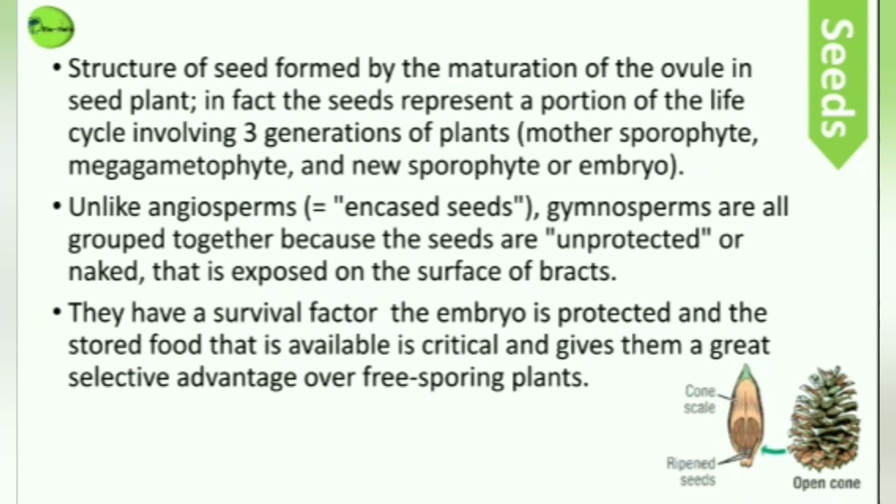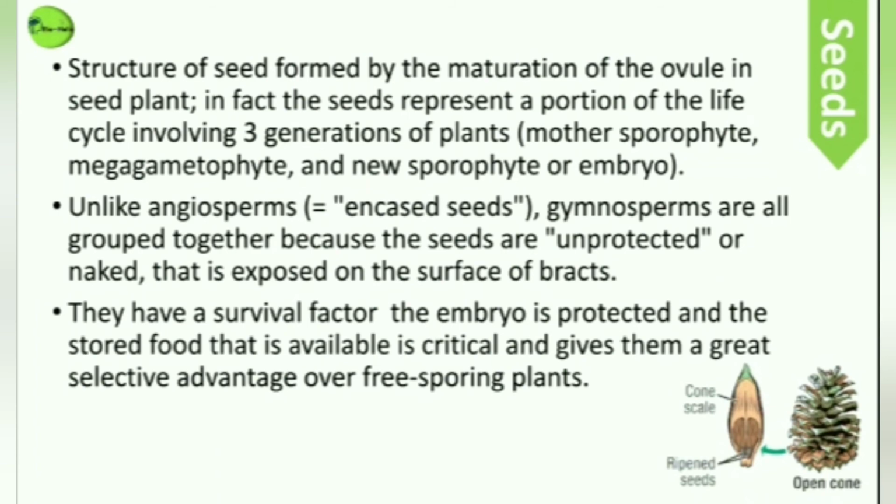Now, unlike the angiosperms, which are encased seed plants, the gymnosperms are all grouped together because the seeds are unprotected or naked, and that is exposed on the surface of bracts. And they have a survival factor. The embryo is protected and the stored food is available in critical conditions and gives them a great selective advantage over free sporing plants.